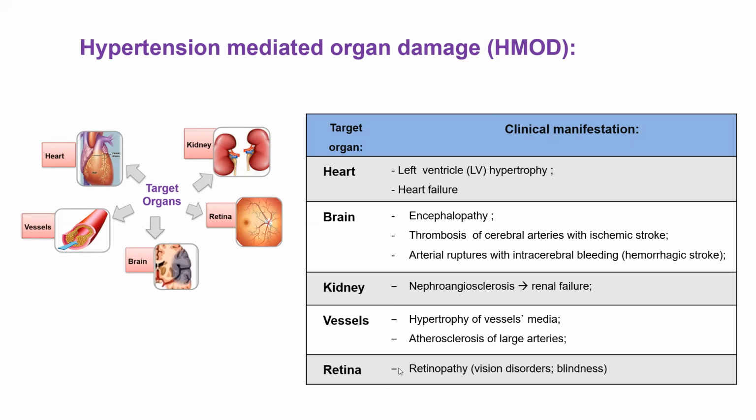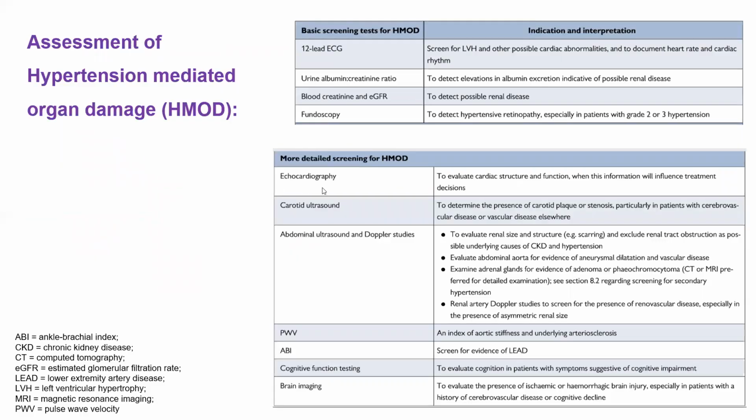For confirming the retinopathy, the patient needs ophthalmological investigation. Assessment of hypertension-mediated organ damage can be performed via instrumental and laboratory tests. In the laboratory setting, we refer the patient's urine specimen for albumin creatinine ratio. We refer the patient's blood sample for blood creatinine, and we calculate the glomerular filtration rate. Of course, we perform fundoscopy during ophthalmological investigation.